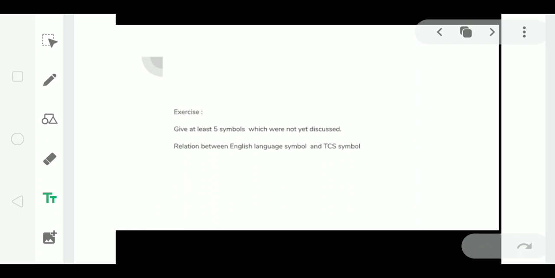So as an exercise, what we have to do is give at least 5 symbols that we have not discussed today. The second thing that we have to do is relate the English language symbol and the TCS symbol. This is your homework that you have to complete today itself. In the next lecture, we will start with alphabet.